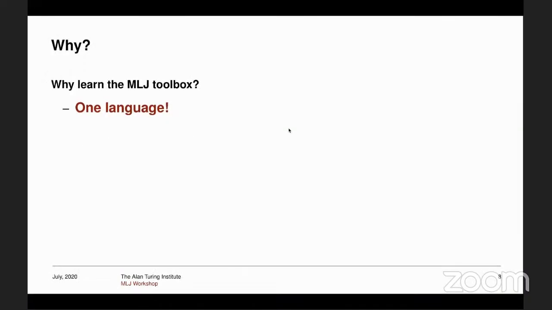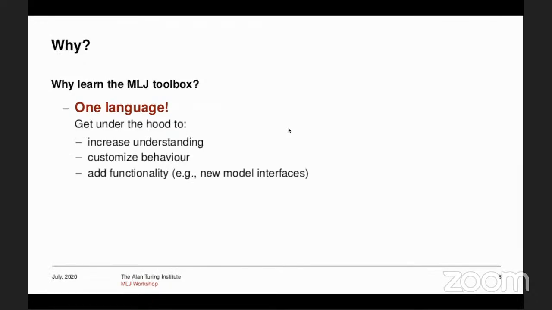So why would you want to learn about the MLJ toolbox as opposed to using some other machine learning toolbox? There are lots of reasons, I think, but I'm going to focus on two. The first one is that you're working with one language, at least to the extent that the models you're using are written in Julia, and a lot of them now are. That gives you all the advantages of working in a single language, which most of you will get because you're here at a JuliaCon conference. So you can get under the hood to increase your understanding of the tool that you're using, and it's all written in the same language that you're actually using to interact with the tool. You can get under the hood to customize the behavior.